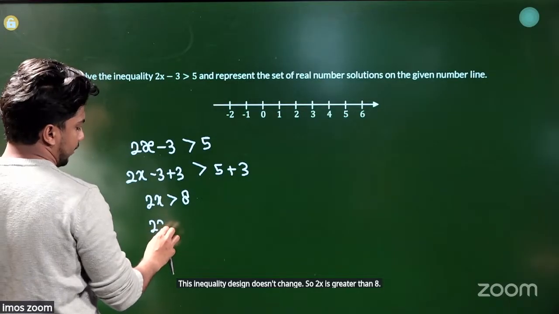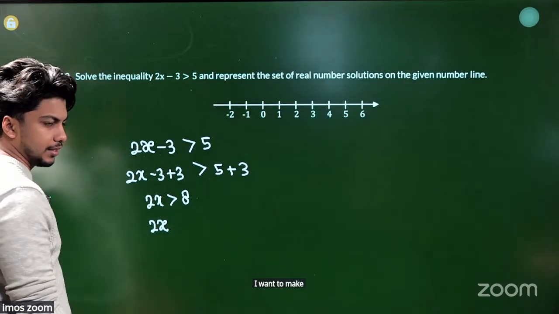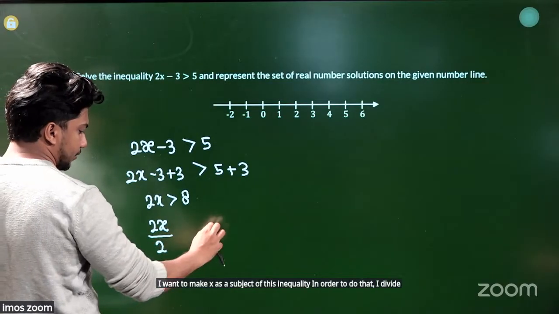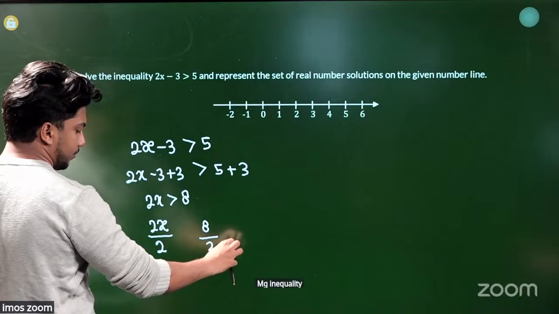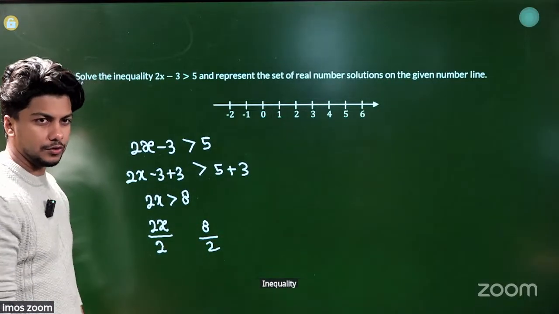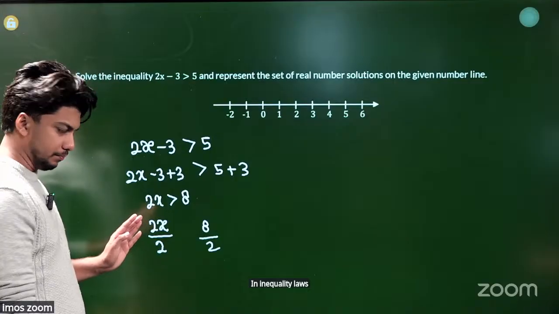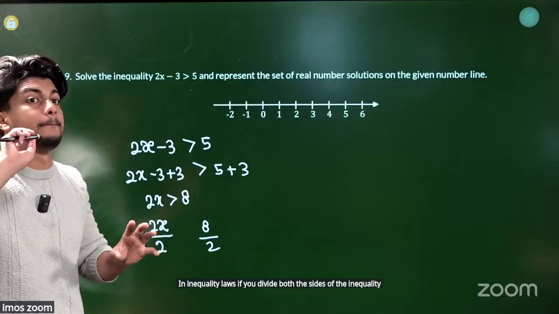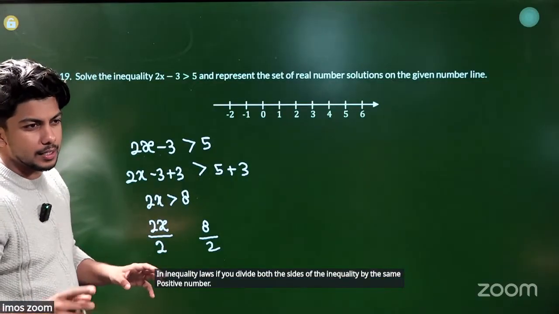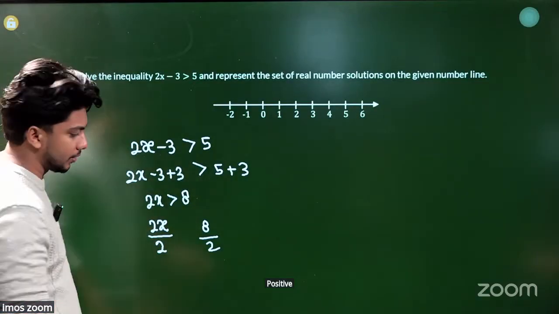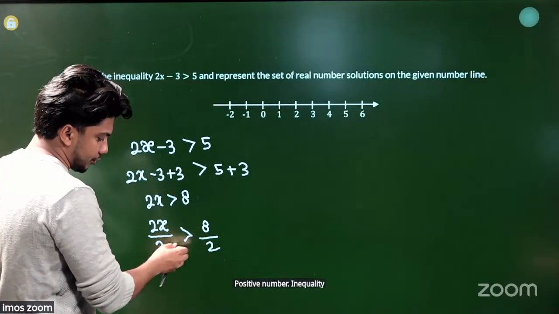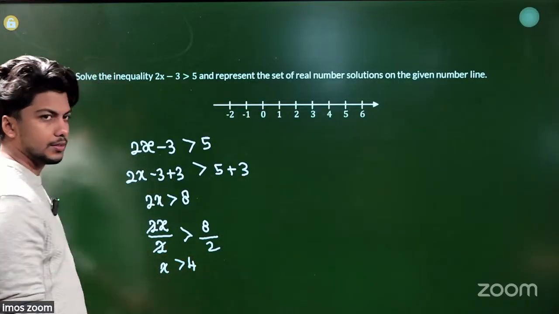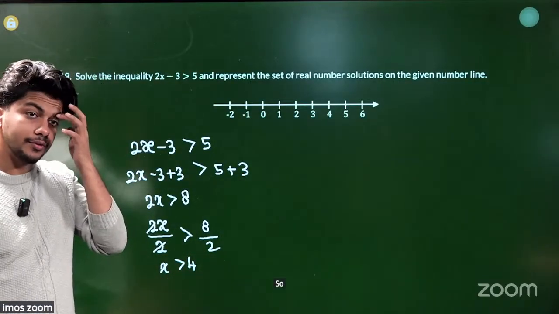I want to make x the subject of this inequality. In order to do that, I divide both sides by 2. In inequality laws, if you divide both sides of the inequality by the same positive number, the inequality sign doesn't change. So finally it comes, x is greater than 4.